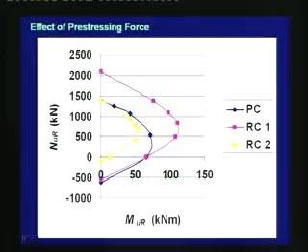To see the effect of prestressing force, let's compare the results with two equivalent reinforced concrete sections. For the first section, the blue line is the prestressed concrete section. The pink line above is a reinforced concrete section with the same flexural capacity, and the yellow line is a reinforced concrete section with the same axial load capacity.